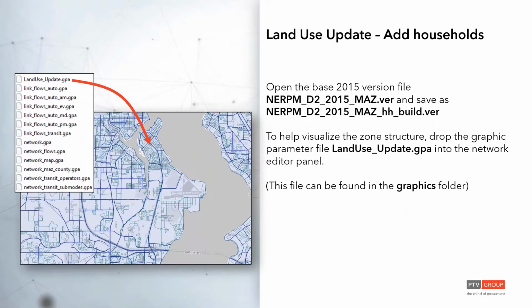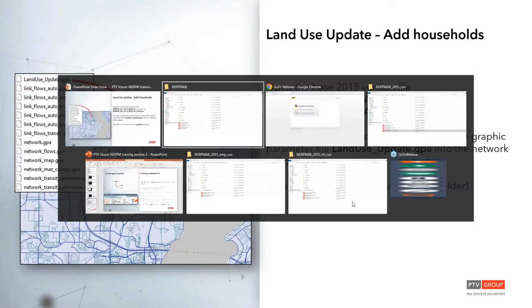So the process of creating a new scenario, again, is similar to what we saw before. You would start with your base year version file, save it as a new version file, and change the name. So let's keep doing these steps as we go through these slides here.